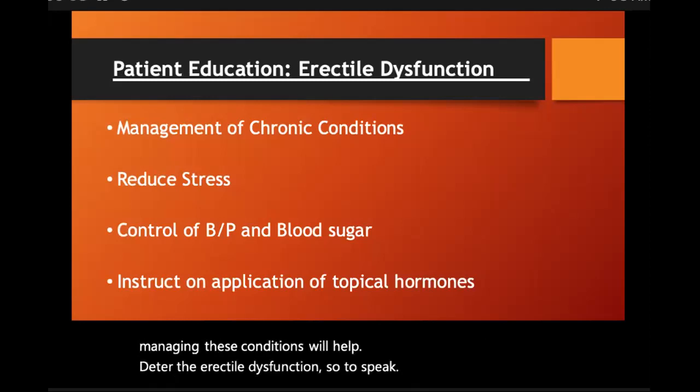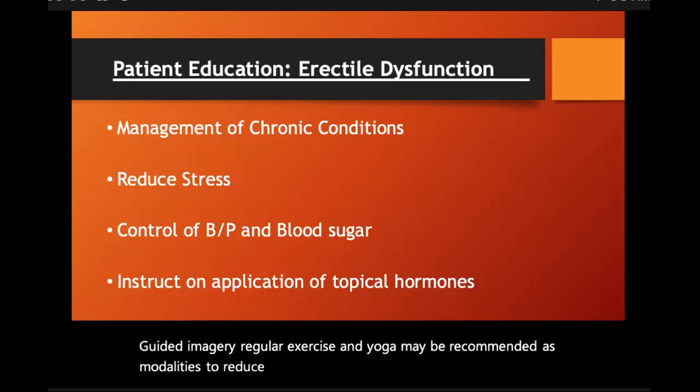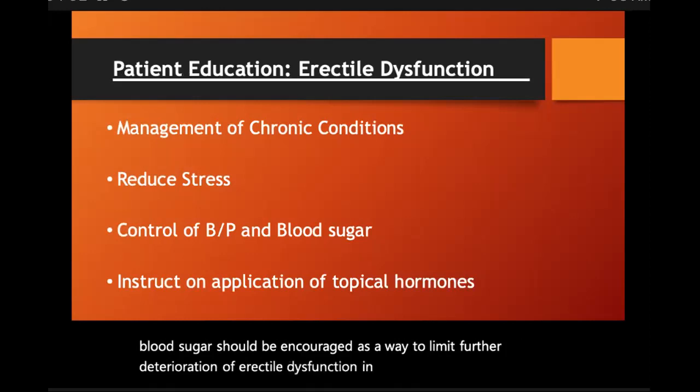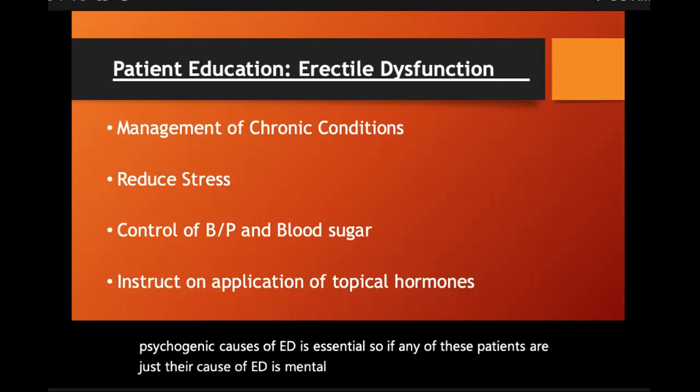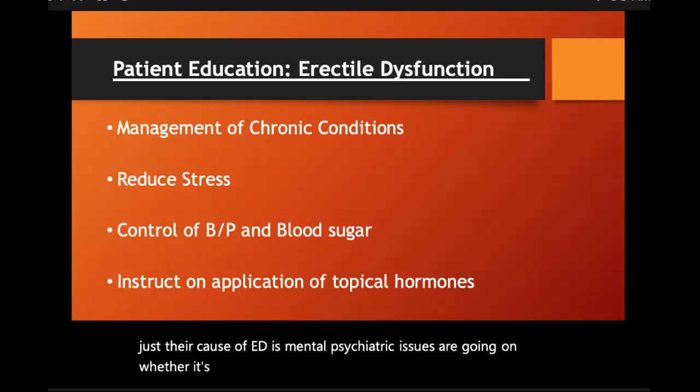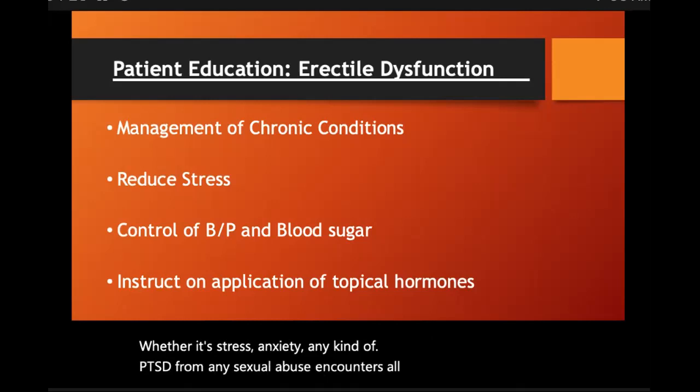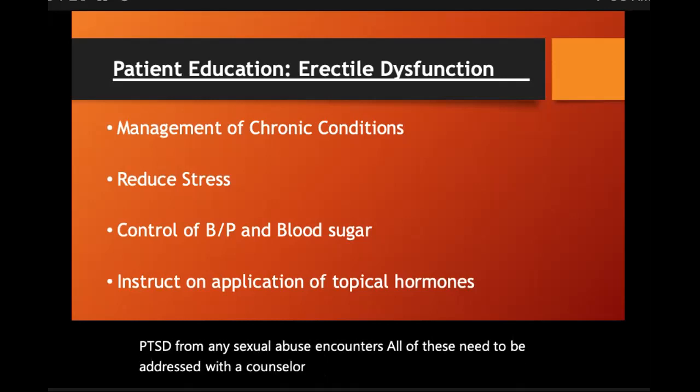Guided imagery, regular exercise, and yoga may be recommended as modalities to reduce stress. Tight control of blood pressure and blood sugar should be encouraged as a way to limit further deterioration of erectile dysfunction. In addition, counseling for psychogenic causes of ED is essential. So if the cause of ED is mental, psychiatric issues are going on, whether it's stress, anxiety, any kind of PTSD from any sexual abuse encounters, all of these need to be addressed with a counselor. So make sure you refer those patients for that.